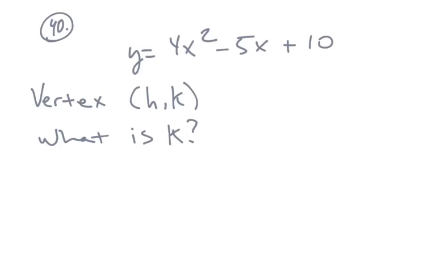Okay, let's look at number 40. Given the equation y equals 4x squared minus 5x plus 10, if your vertex is defined as (h, k), what is k? So to find the vertex, we're going to use negative b over 2a.